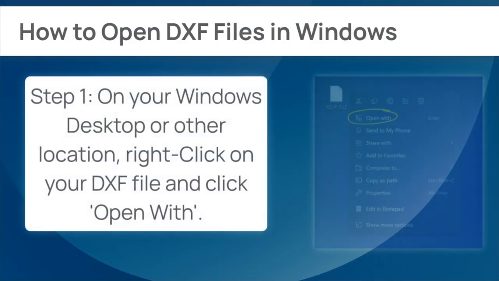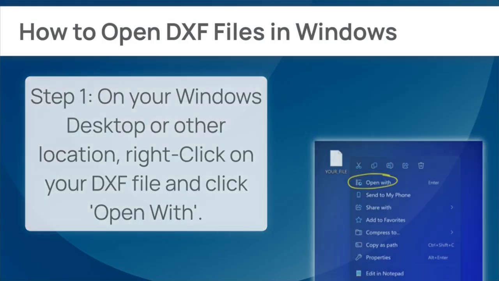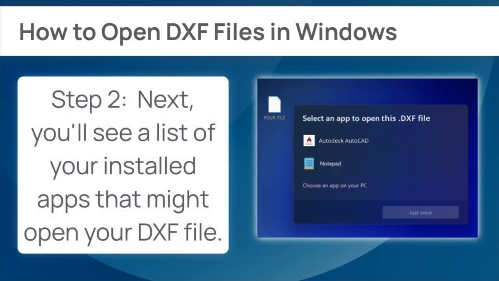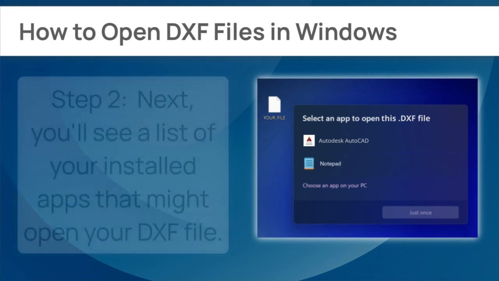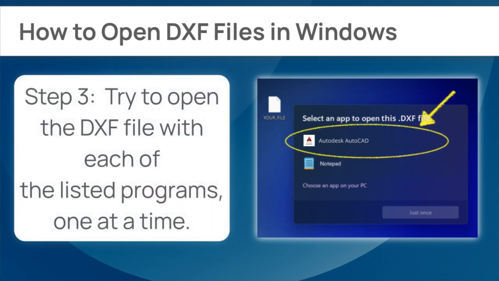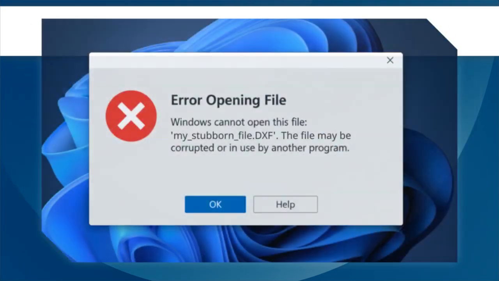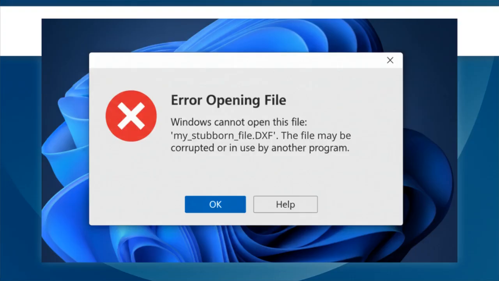Open the context menu by right-clicking your DXF file and choosing Open With. Try Autodesk AutoCAD first. If it's absent, select another program. This trial and error approach is critical for diagnosis. If your DXF file will not open, do not worry.